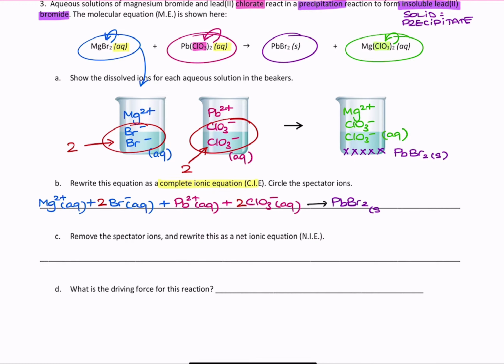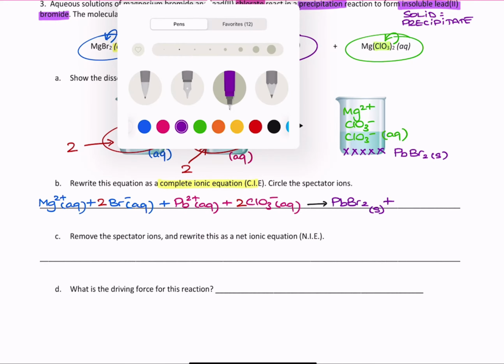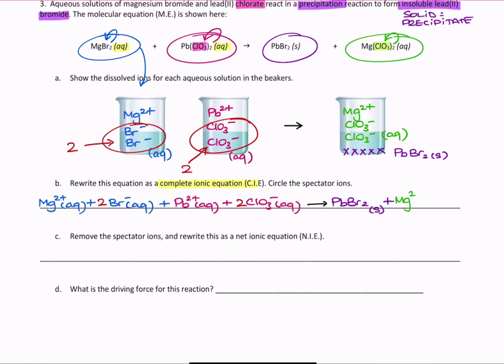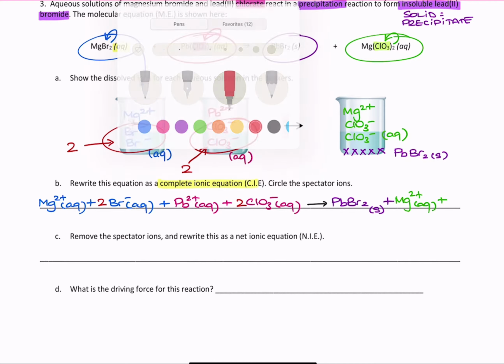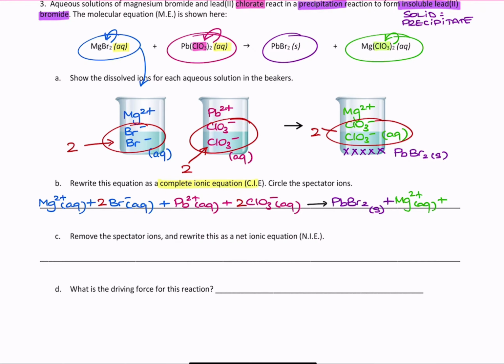PbBr2 along with the magnesium ion in the aqueous state plus, again, 2 of the chlorate ions in the aqueous state. This is what we call the complete ionic equation. You showed all the ions dissolved in water, all the dissolved ions, okay?